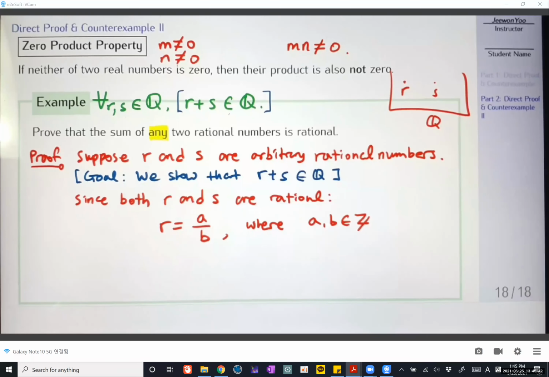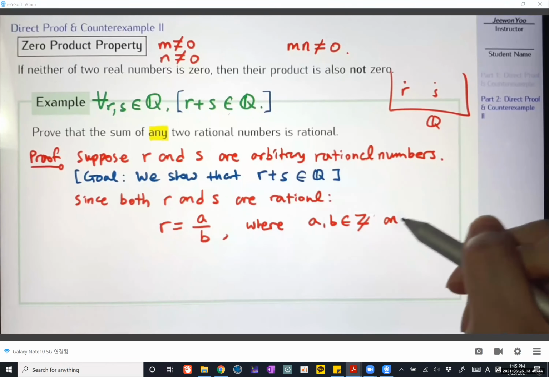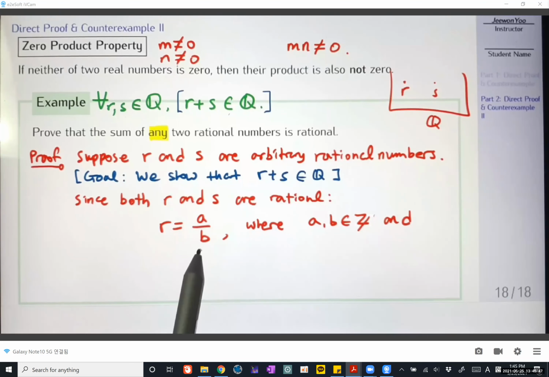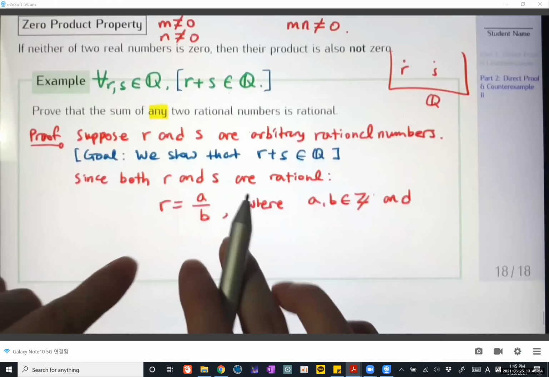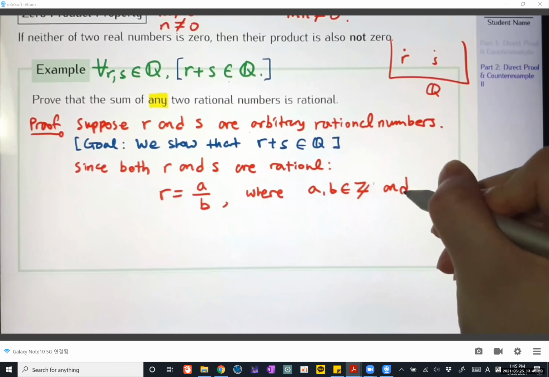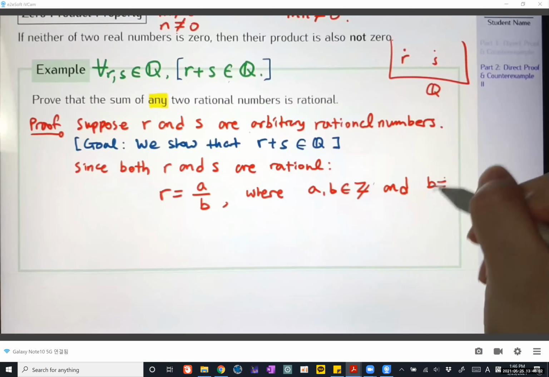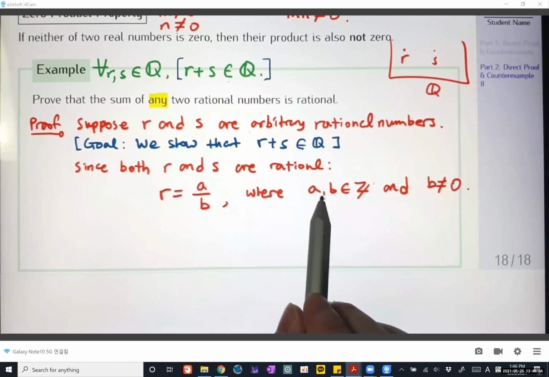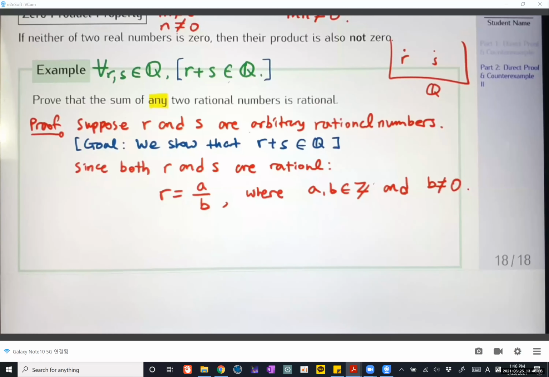And what is another condition that we need to add? Can you have denominator 0? Obviously, the denominator cannot be 0. So another restriction that we must have is that B cannot be 0. So where A, B are integers, B cannot be 0. That's our R. And S is equal to A over B, where A, B is in Z and B is not equal to 0.